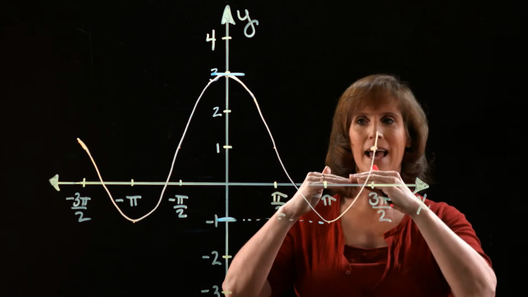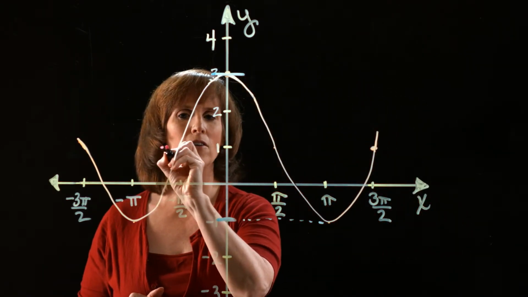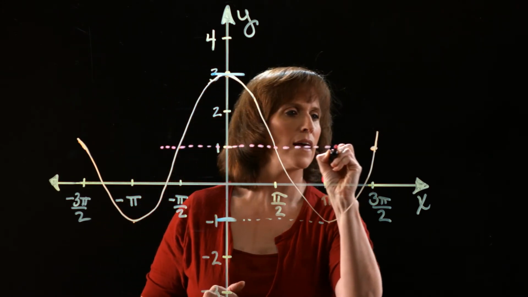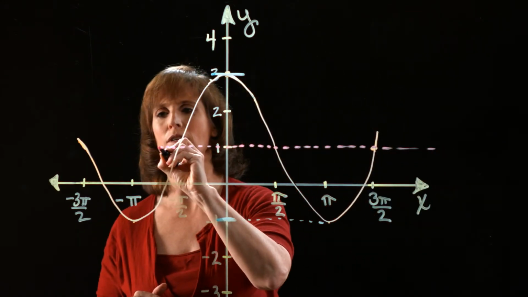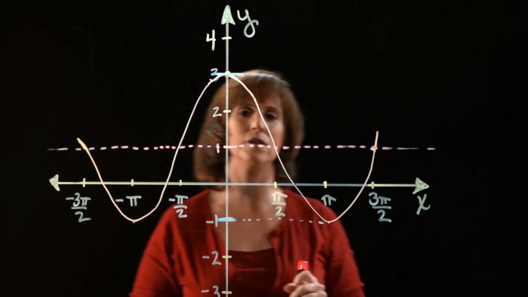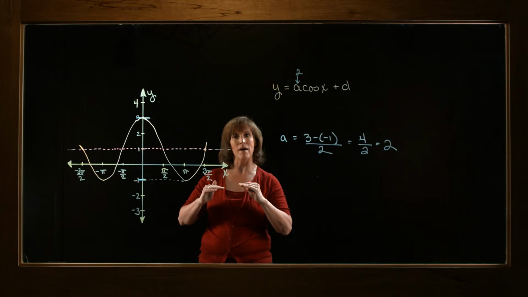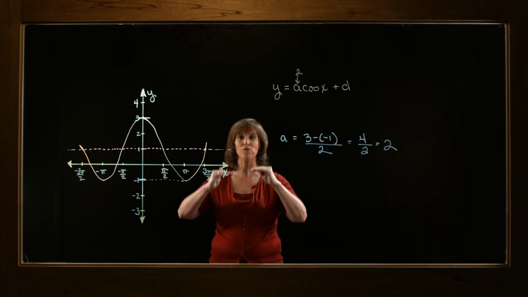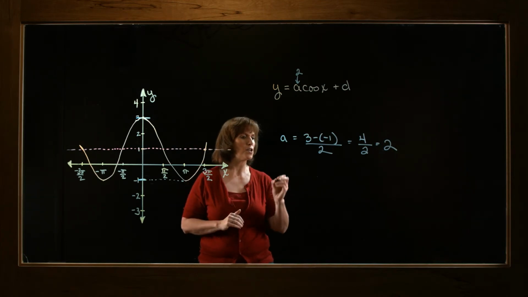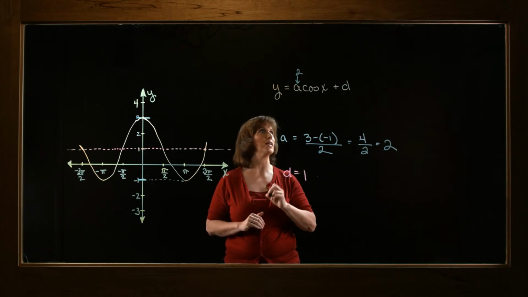So it looks like that horizontal line where my minimum is 2 units below and my maximum is 2 units above is going to happen at 1, which tells me I'm taking my basic cosine curve and shifting it up 1 unit. So D is going to equal 1.